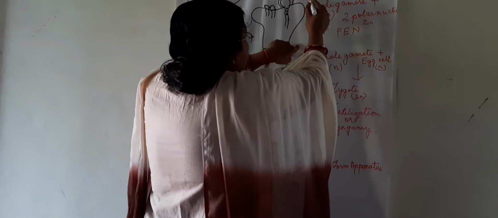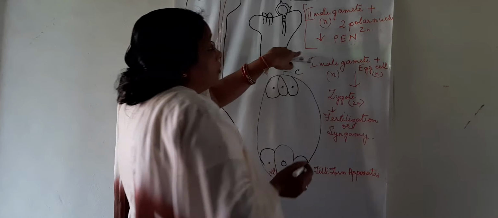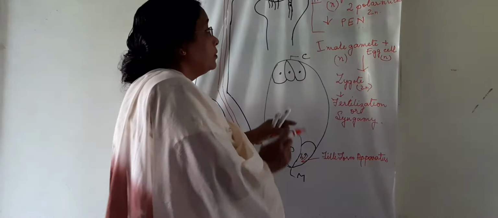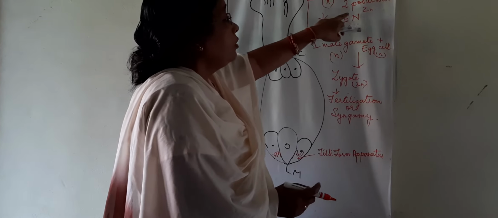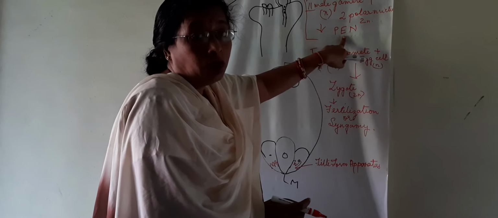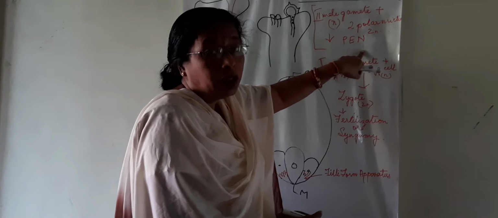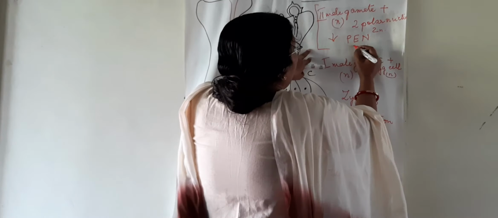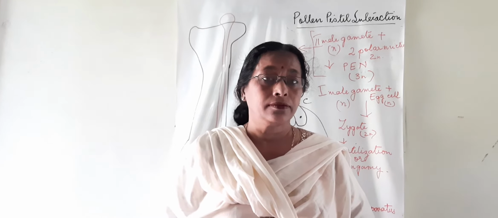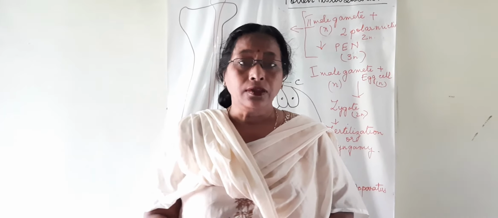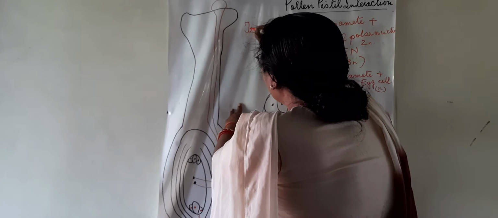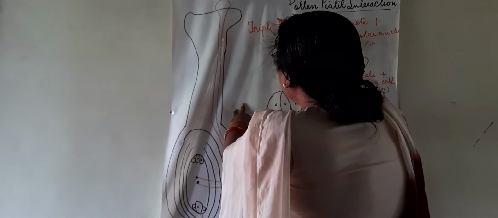Now this whole process is known as triple fusion. One male gamete fusing with two polar nuclei and giving rise to a triploid condition known as the primary endospermic nucleus. So this is triploid in nature. This is known as triple fusion.